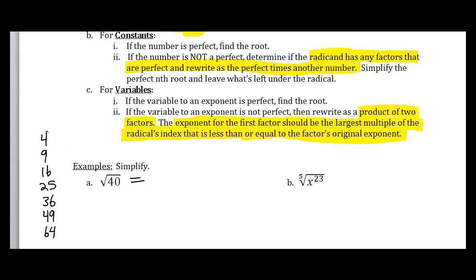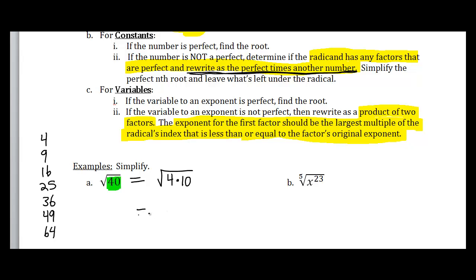And so if I look at this list of perfect squares, numbers to the second power, then I want to see what's the largest number that goes evenly into this 40 that's under my radical. And my answer would be 4. I can rewrite 40 as 4 times 10. All right? And this is the part where we rewrite as a perfect times another number. That's what I'm saying here. Write it as a perfect times another number.